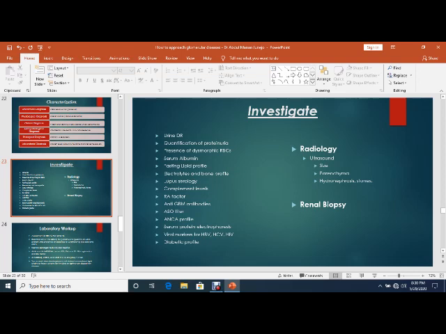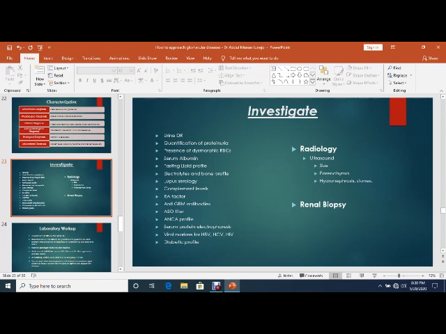Urine analysis is very important, already discussed in the previous lecture. We have to check the proteinuria and hematuria. We should quantify the proteinuria. There are two methods of quantification of proteinuria. One is the 24-hour urinary collection of the protein. The other is the spot urinary protein creatinine ratio.